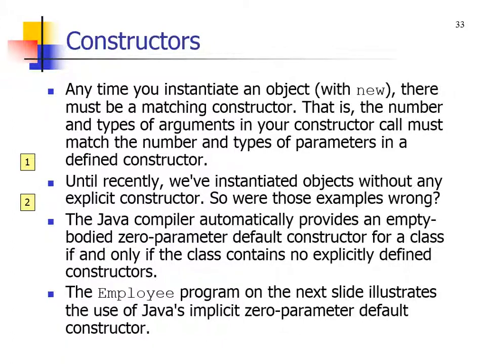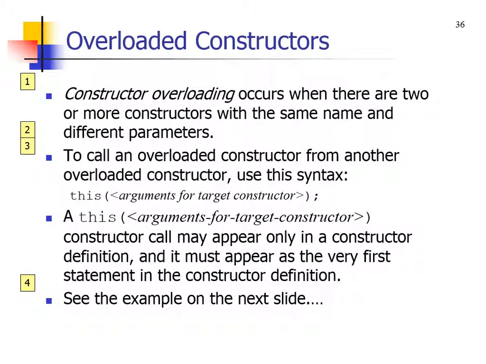The rest of those were basic, going over the same thing. Constructor overloading occurs when there are two or more constructors with the same name and different parameters. Again, if you have different parameters, they're going to go to different methods, right? Depending on the parameters that you're using to send in. That's all it is.